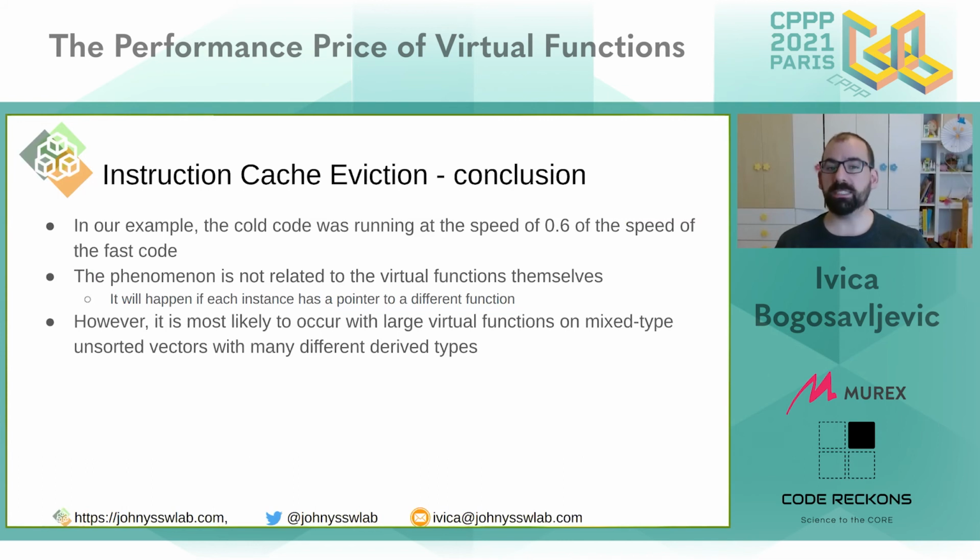So this phenomenon is not related to the virtual functions themselves. If you have a class, and objects of the class, even if they're the same type, and each object has a pointer to a function, just a classical C pointer, and each instance points to different functions, you will see the same effect. But what you will typically see, this effect occurs with large virtual functions, mixed type unsorted vectors, and many derived types. And then you will see this effect.